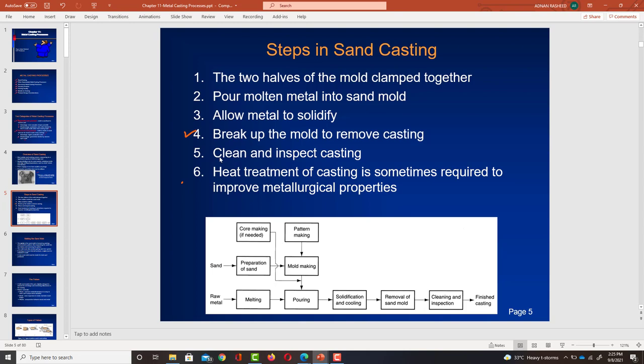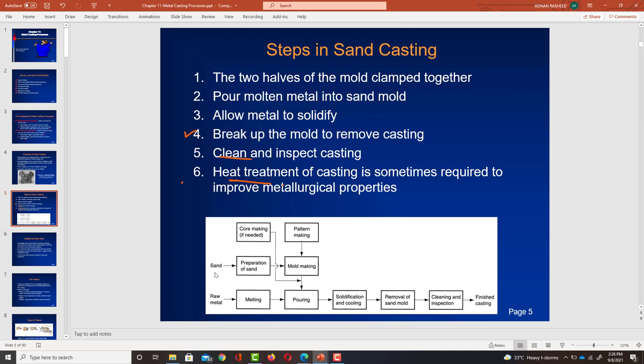and then clean and inspect the casting. By cleaning, we mean we have to clean the surface, and if you want to check for defects, you will inspect the casting. Casting means that part which is produced by the casting process. And if you require better mechanical properties, you will go toward heat treatment. If anyone has difficulty in this step, if you understand the figure below, you will be clear about all the casting processes.